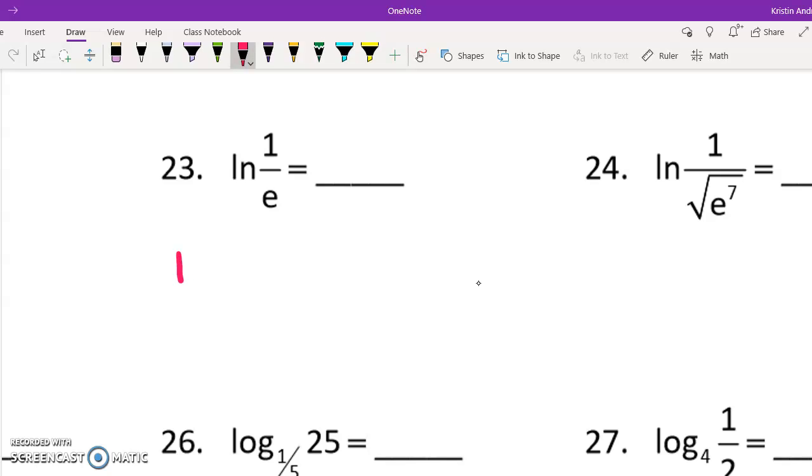23, ln is log base e. 1 over e is the same thing as e to the first on the bottom, which means if you move it up to the numerator, it's e to the negative first. The e in the log base e is just an e to the first, so I'm going to take negative 1 over 1, which is a negative 1.